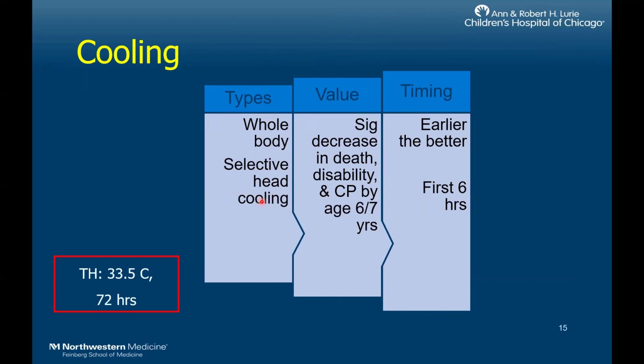And the cooling is thought to reduce overall inflammation and cytotoxic edema, and it has been shown that it significantly decreased the mortality and morbidity, especially by the age of like 6 to 7 years. And the cooling is better, earlier the better, and it should be done within the first 6 hours of life. Sometimes they have cooled for slightly greater than that, but we try to stick to the 6 hour window.